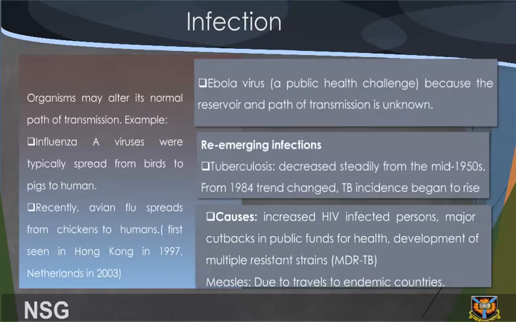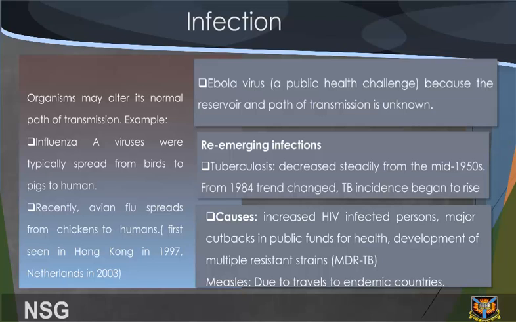Organisms may alter their normal path of transmission. Example: influenza A viruses were typically spread from birds to pigs to humans. Recently, avian flu spread from chickens to humans, first seen in Hong Kong in 1997, Netherlands in 2003. Ebola virus is a public health challenge because the reservoir and path of transmission are unknown.